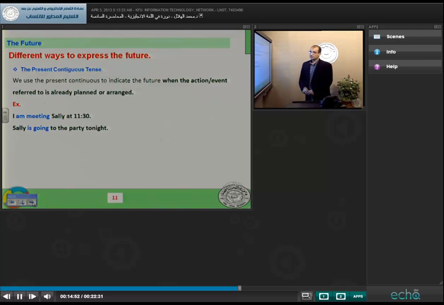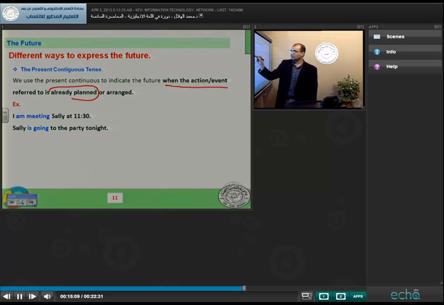The third way of expressing the future is to use the present continuous tense. We can use the present continuous tense to indicate the future when the action or event referred to is already planned or arranged. If I have arranged for the action to happen, I can use the present continuous tense and the reference will be to the future.